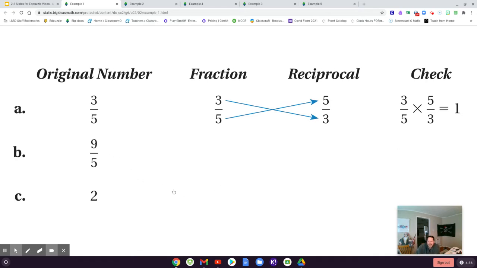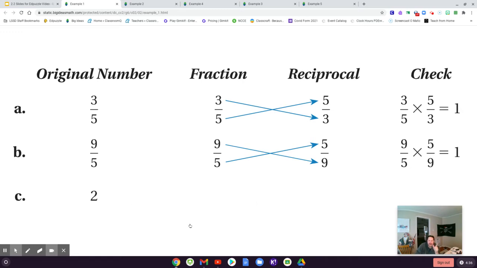Okay, the next one, if we have 9/5, what's the reciprocal of 9/5? If you said 5/9, you're right. You just flip over the 9/5. It's 5/9. And to check it, if you multiply those two together, you get 45/45, which is the same as 1.